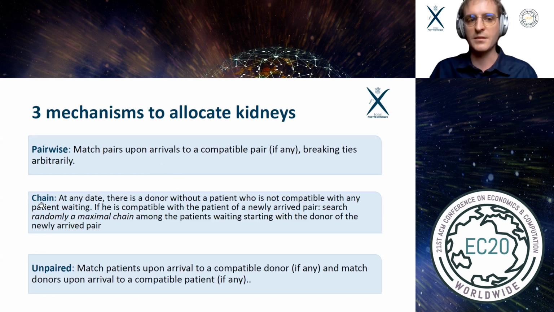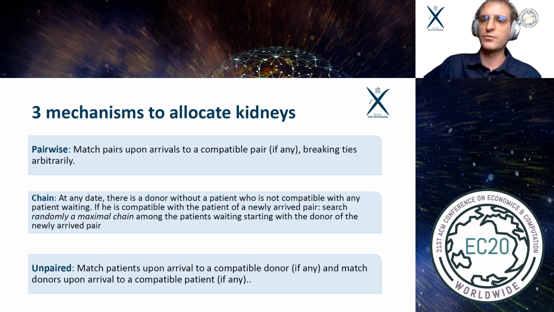The second mechanism is the chain. So we assume that there is one altruistic donor at the beginning of the time. And as soon as this donor is compatible with an arriving patient, you try to implement in the pool a maximal chain by randomly searching for the next patients to give in that chain. At the end of this maximal chain, you have a donor who is left in the system, and you use this donor to be the new altruistic donor in future periods. And you repeat such a mechanism over time.